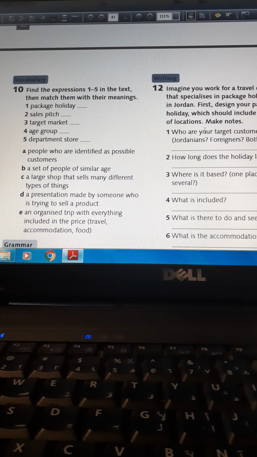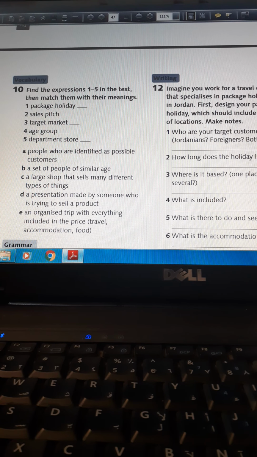5, department store. It means a large shop. It's C. A large shop that sells many different types of things. The best example is Carrefour. It's identified as department store.